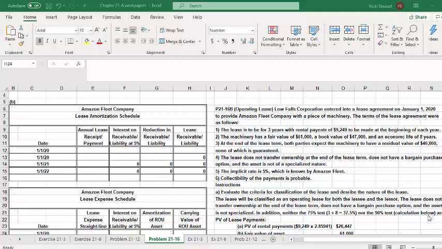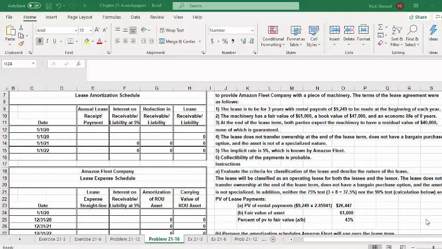In the instructions, it states in Part A to evaluate the criteria for classification of the lease and describe the nature of the lease. So this lease will be classified as an operating lease for both the lessee and the lessor. The lease does not transfer ownership at the end of the lease term, does not have a bargain purchase option, and the asset is not specialized. In addition, neither the 75% test nor the 90% test are met.